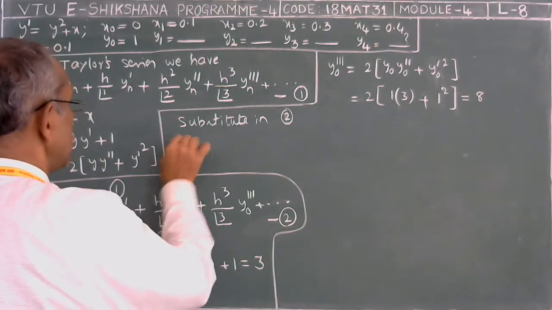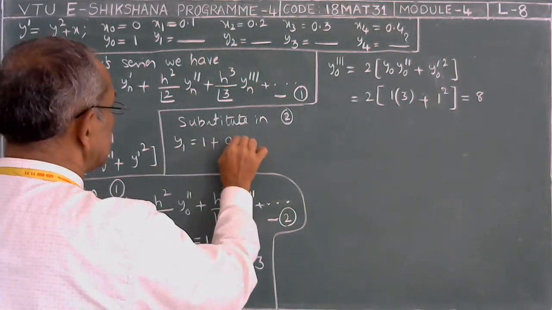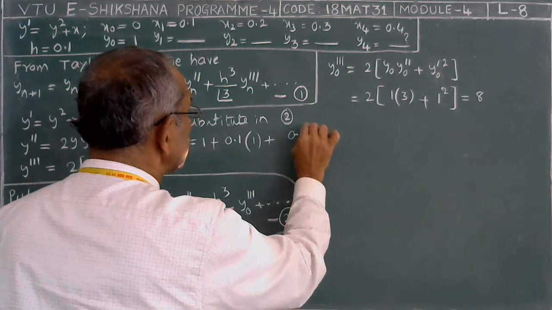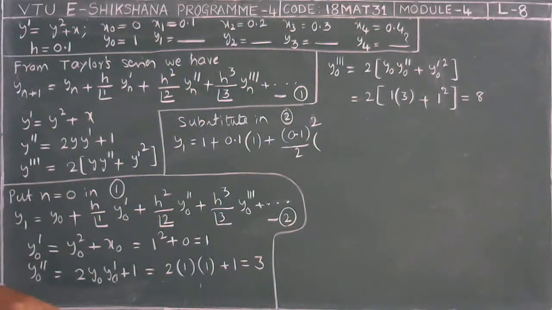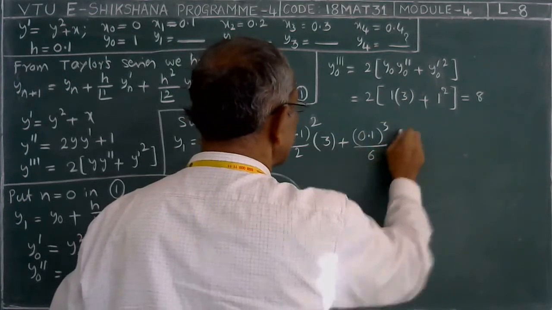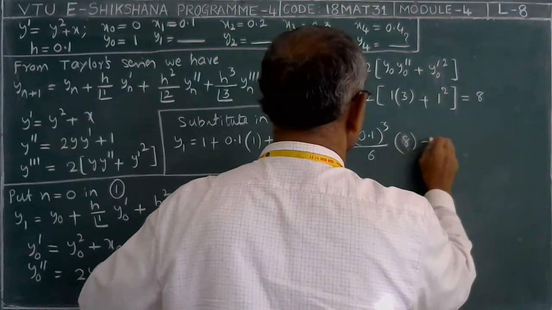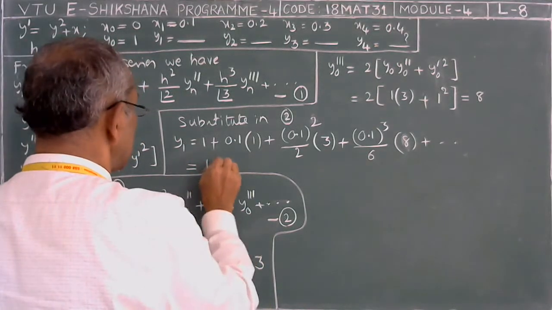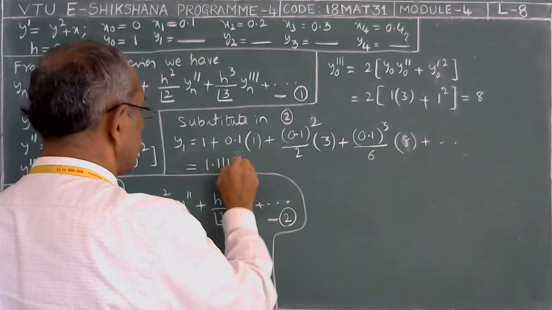Substitute in 2. So y1 is equal to y naught, which is 1, plus h, which is 0.1, divided by 1 into y naught dash, which is 1, plus h square, 0.1 whole square, divided by 2 into y naught double dash, which is 3, plus 0.1 whole cube divided by 6 into y naught triple dash, which is 8, and so on. If you carefully compute this using a calculator, you get 1.1113.